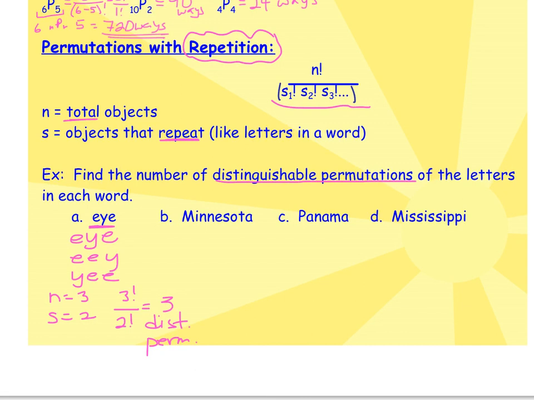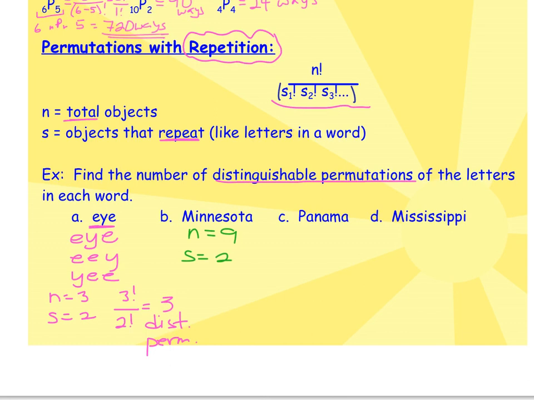Let's go ahead and try Minnesota. If we count up all the letters in Minnesota, there are 9 of them. That means N equals 9. Now if you look at anything that repeats itself, the letter N itself does repeat. It repeats itself 2 times. So there are 2 letters that match up.